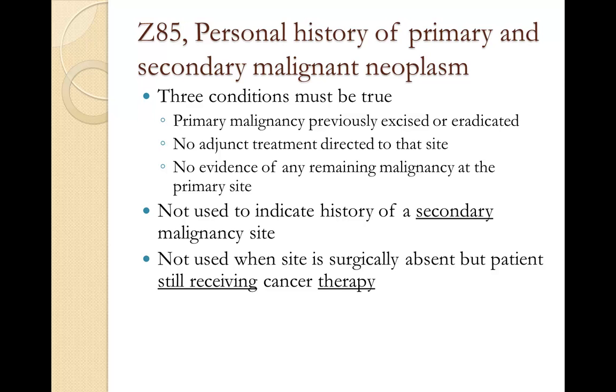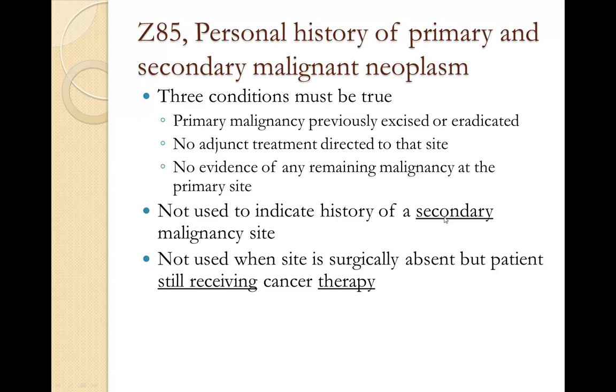So personal history essentially means that the cancer is cured, if you were to use that term. That means the primary malignancy has been excised or eradicated, there's no further treatment being directed at that site, and there's no evidence of any remaining malignancy. So even if a patient has a mastectomy, but they're still undergoing chemo, that's not considered a history of breast cancer. They're still undergoing treatment. So if only one of these is true, even if the primary malignancy has been eradicated, if they're still doing any sort of adjunct treatment, then we cannot code it as a history of.